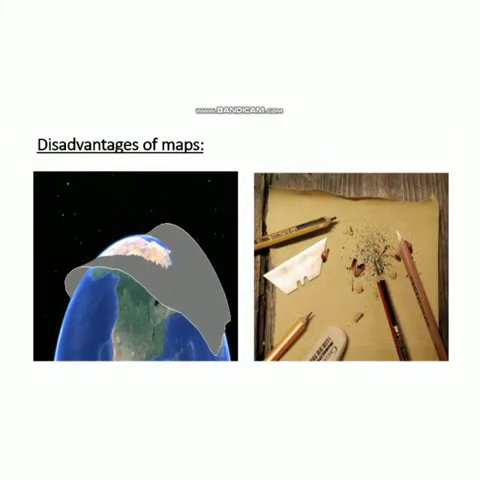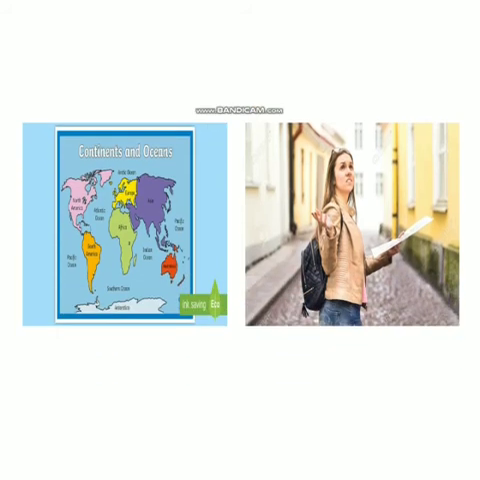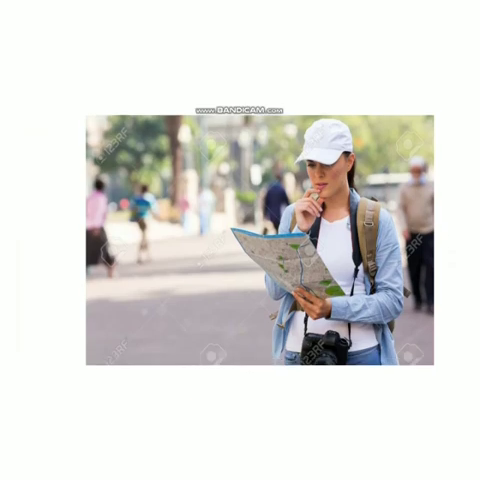Disadvantages of maps. The curved surface of the earth cannot be represented accurately on a flat surface. Maps of large areas, especially continents, have some distortion or change of size, shape, or distance. Maps provide limited information in a limited amount of space.